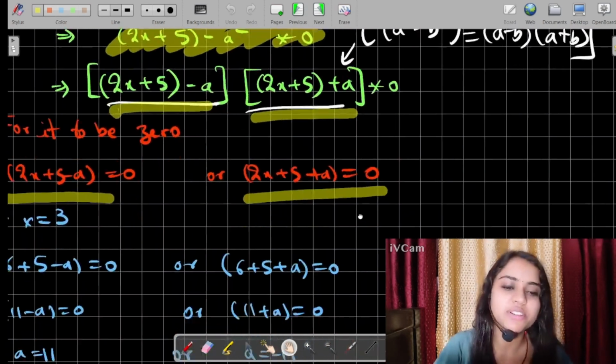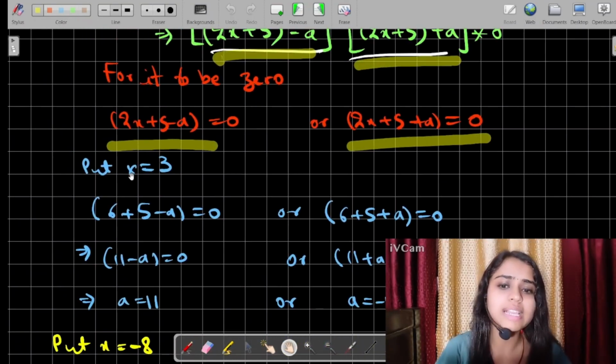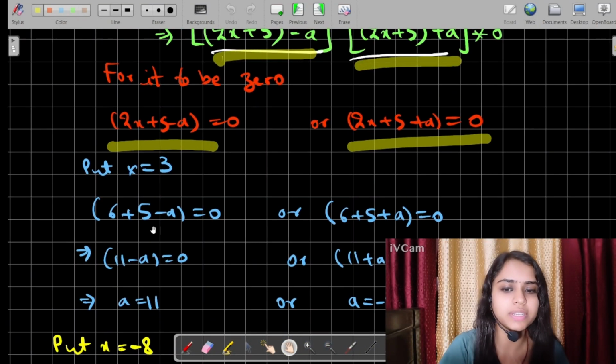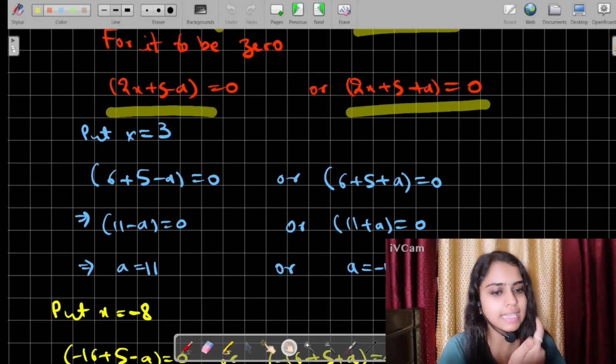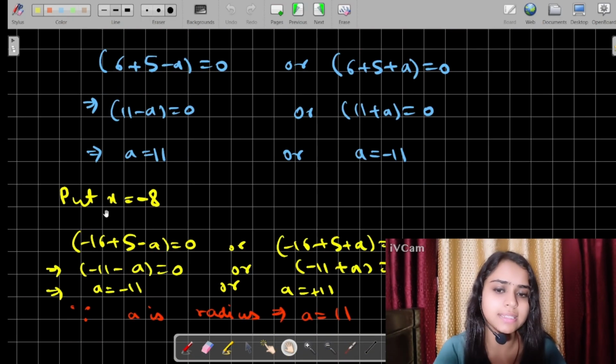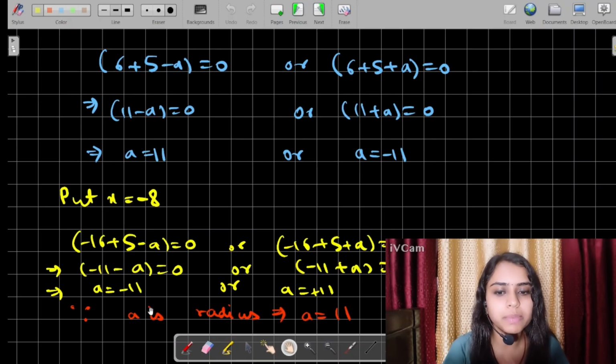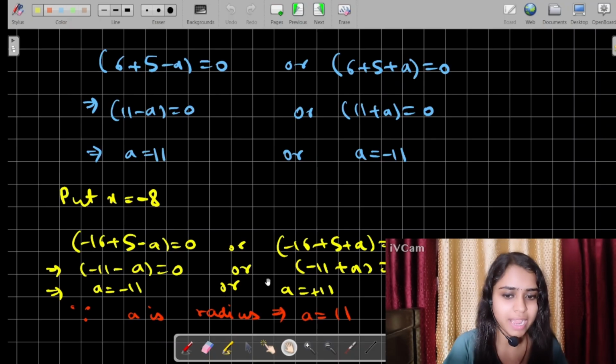Sorry. So what will happen now? I'll proceed. I'll take x equal to 3 and substitute it over here. I'll get a as 11, and here a as negative 11. I take x as negative 8 and substitute it in the first bracket and the second bracket.